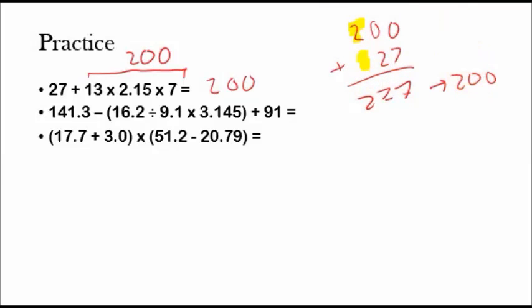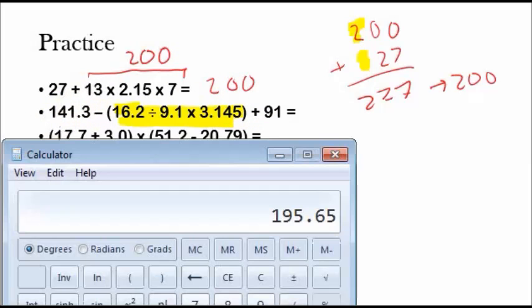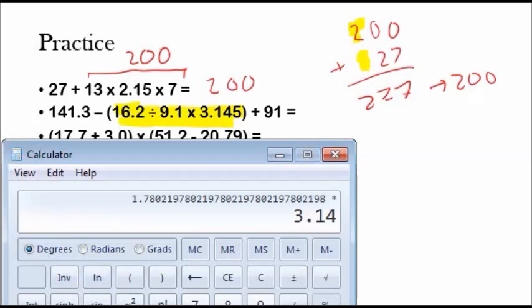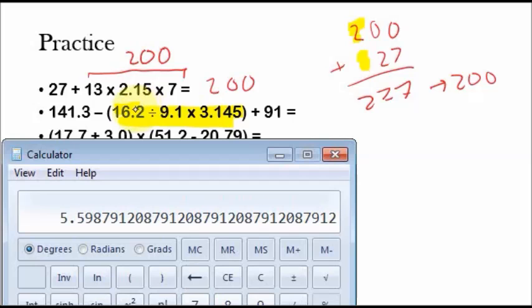Okay. Let's look here. So again, we have a sequence here. What I mean by a sequence is we have our first sequence within the parentheses with division and multiplication. So you're going to have to account for that first and do that part and then go back. So let's do this. 16.2 divided by 9.1 times 3.145. 16.2 has 3 significant digits, 9.1 has 2 significant digits, and 3.145 has 4. So our answer needs to be rounded to 2 significant digits. So we just rounded to 5.6.